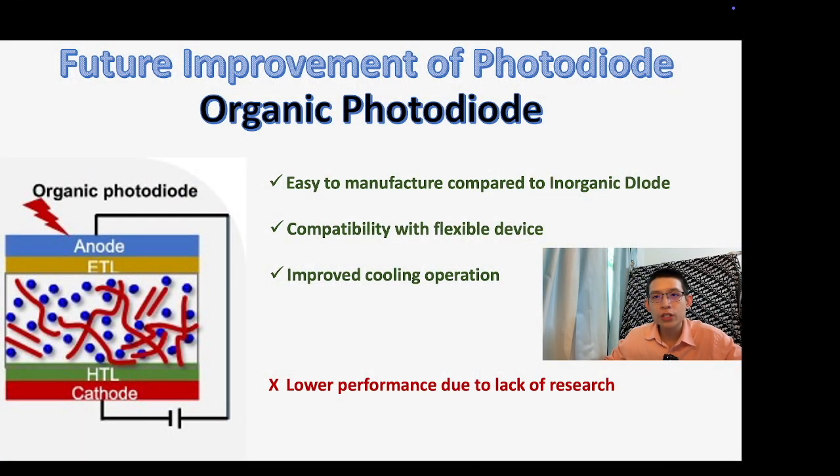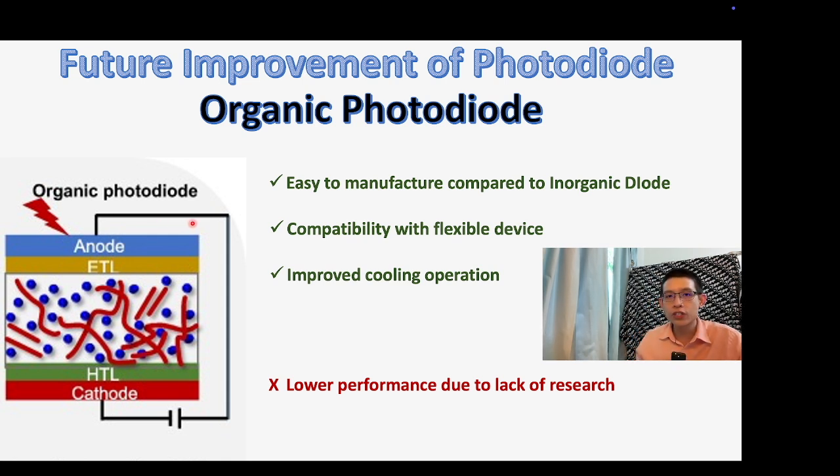So even though our inorganic diode, which is the normal form of the diode, has been around for decades, there are actually still further improvements of the photodiode. And we are going to look at one example, which is organic photodiode. As you can see on the left hand side, it uses the organic component inside the PN region to replace the inorganic type, which is the silicon type. This will make it very easy to manufacture compared to inorganic diode.